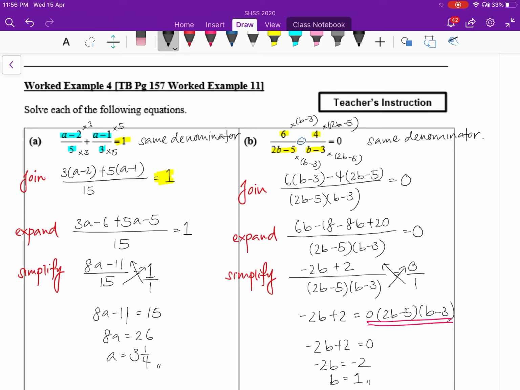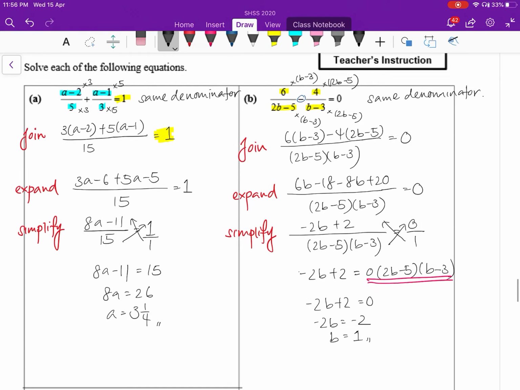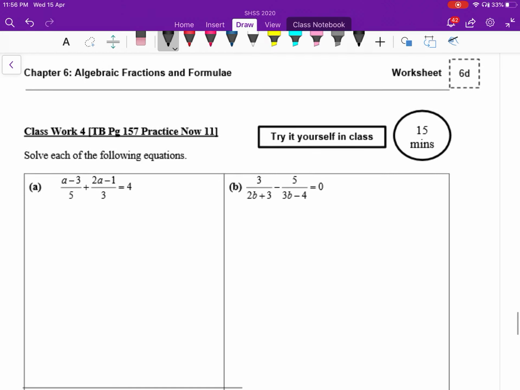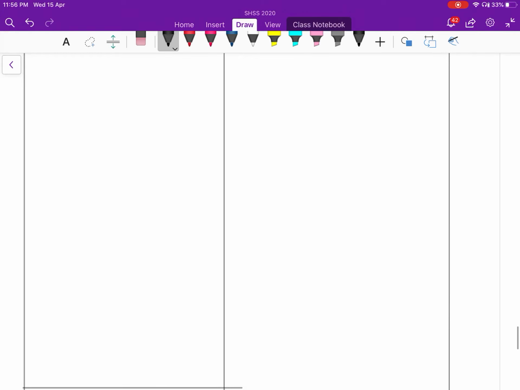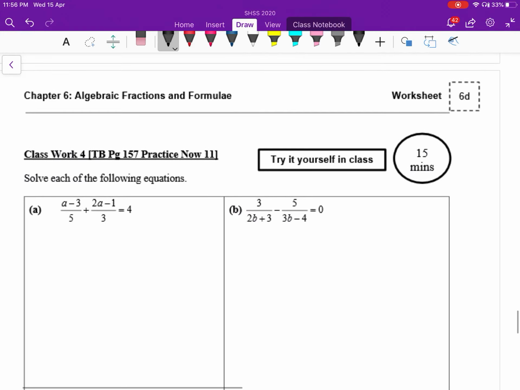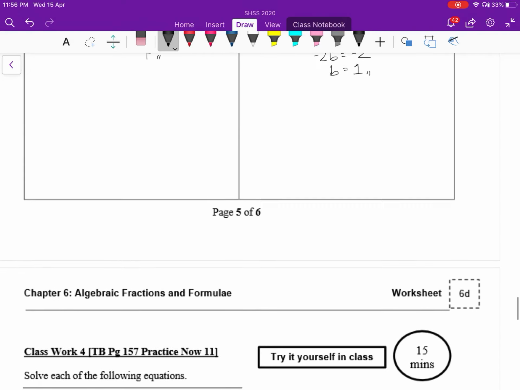So that's all for worksheet 6C, 6D, work examples 1, 2, 3, and 4. Should be pretty simple for you to handle. I need you to do classwork 4 as well. Take a picture and upload it into OneNote. So today's homework is a little heavy. It's just classwork 1, 2, 3, and 4, a total of 8 questions.